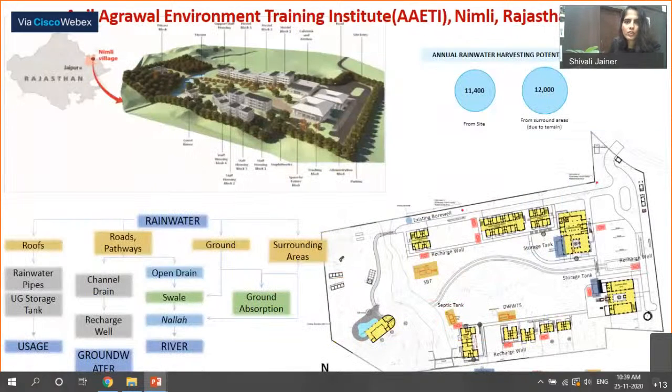Then we have a campus, as Dr. Mula mentioned, that is an initiative of School of Water and Waste. We have a campus in Rajasthan, near Alwar. It's a big campus. If you see these small interventions, all the rainwater which falls over the road surface and surrounding areas gets accumulated, and it's around 12,000 liters of water every day.